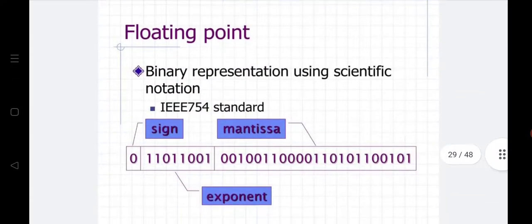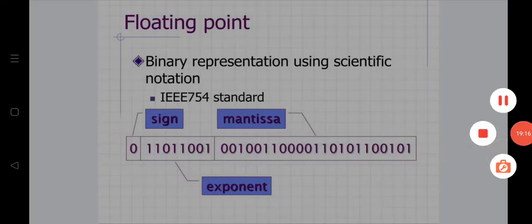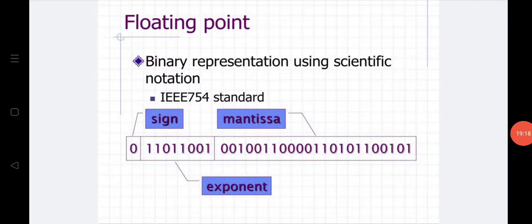Coming to our next topic, which is known as floating point representation. In floating point representation, we will follow a standard, the IEEE standard. This IEEE standard is nothing but the IEEE 754 standard. In this we will go with a binary representation. How are we going to represent this? We will see first. We will be taking a number of bits.